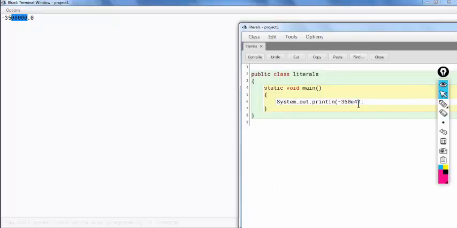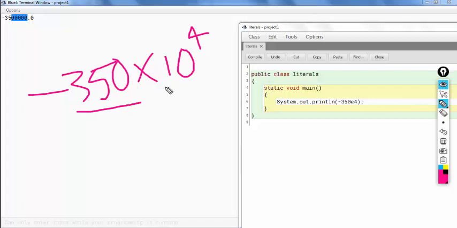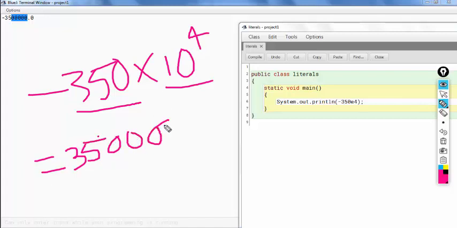So our number given is minus 350 E4. E4 means what? Into 10 to the power of 4. So if I multiply the number here by 10 to the power of 4, the number will be 350 followed by 4 zeros.